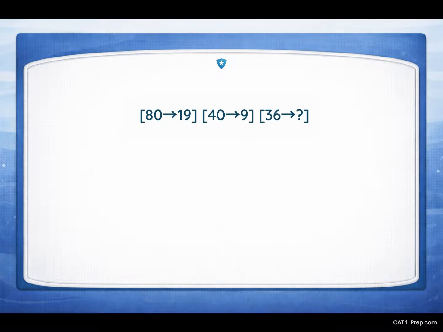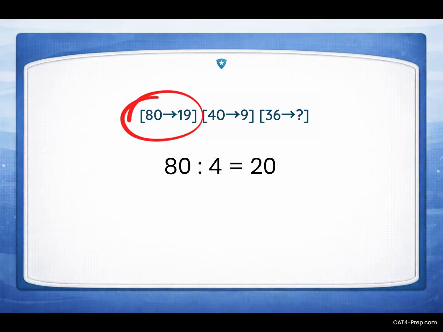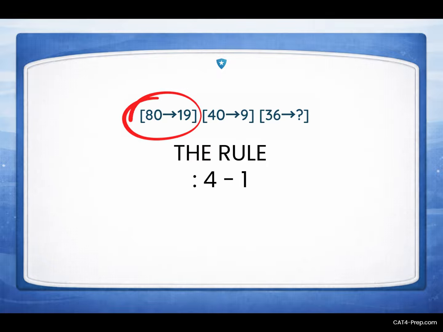All right, let's do this slowly. We have this pattern. 80 becomes 19, 40 becomes 9, and we need to find what 36 becomes. Step 1. Find the rule in the first pair. Take 80, divide by 4. 80 divided by 4 is 20. Now subtract 1. 20 minus 1 is 19. So the rule is divide by 4, then subtract 1.